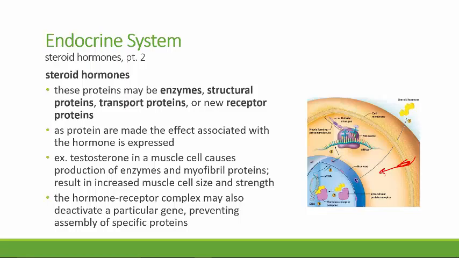As the protein is made, then we see the effect associated with the hormone being expressed there at the cell. And the hormone receptor complex may also shut off processes. So it could deactivate particular genes and then prevent the assembly of the proteins that are associated with that gene. So lots and lots of processes that we can see associated with these steroid hormones.